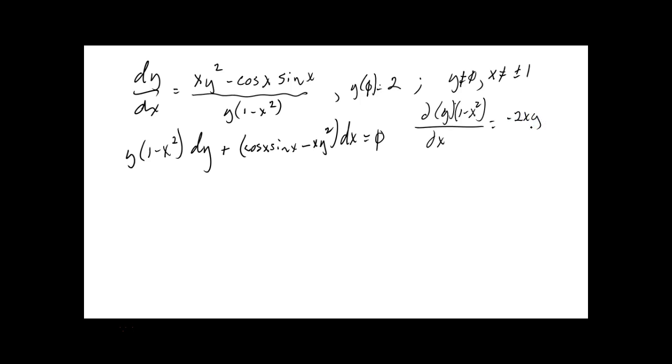Okay. Now what? We do the partial derivative of the other one with respect to y. Okay, the partial with this one, which is cosine x sine x minus xy squared, with respect to what? Why not? Okay. And what does that give you? Zero minus 2xy. Hey. That's what we like to see.